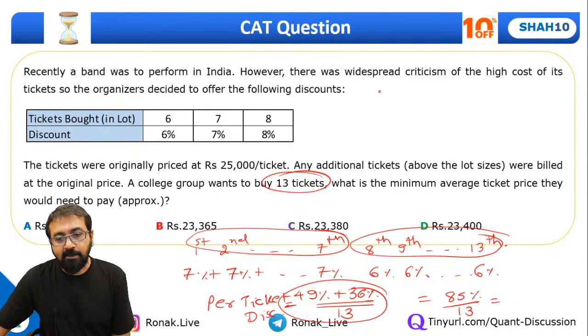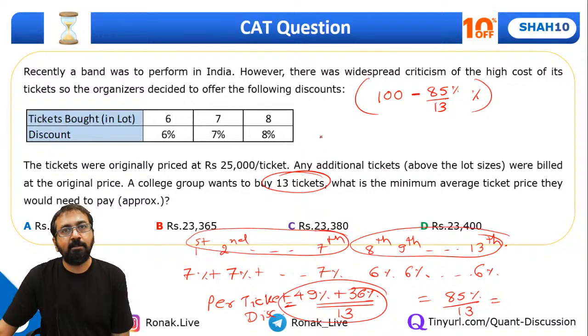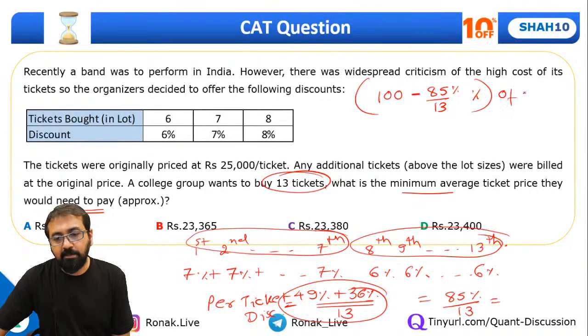So what will be the ticket price that I'll be paying? 100 minus 85 by 13%, this is the price that I'll be paying, right? So this is what I need to find out. What is the minimum average ticket price that would be required to be paid? So I need to find out this many percent of 25,000.